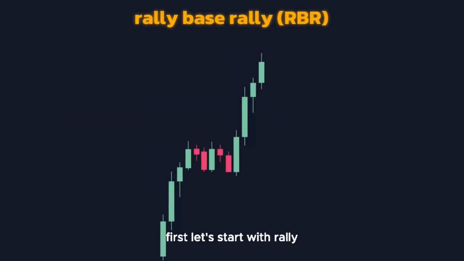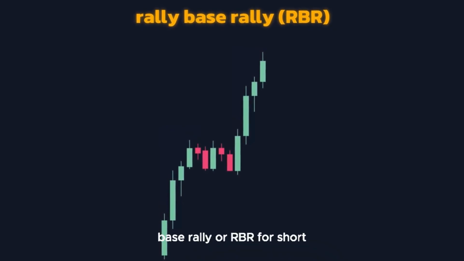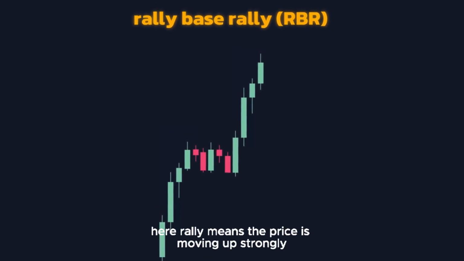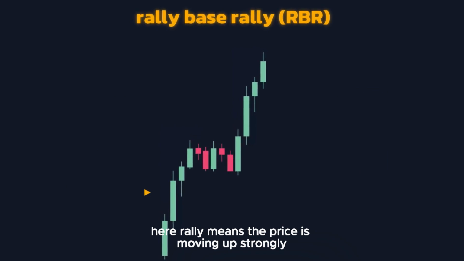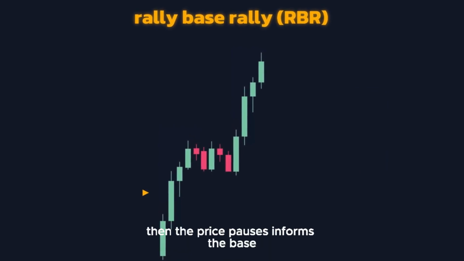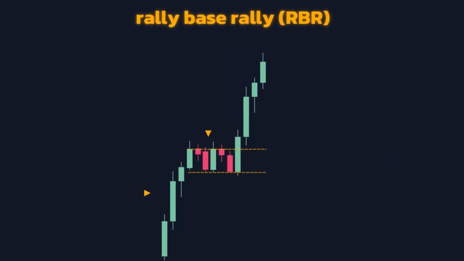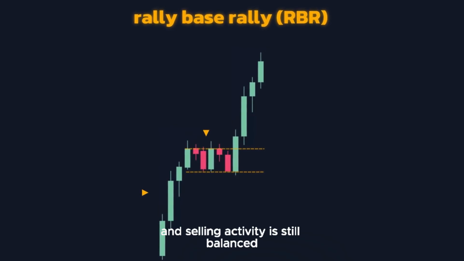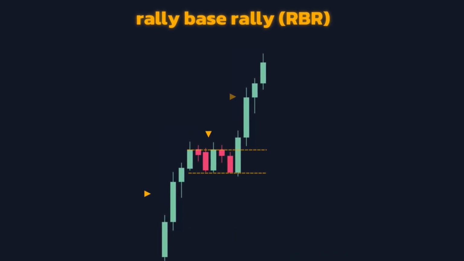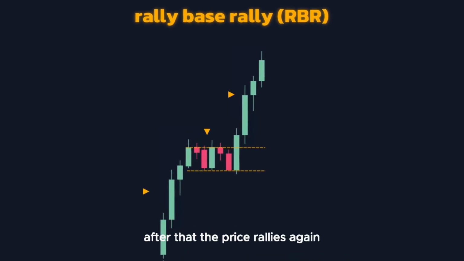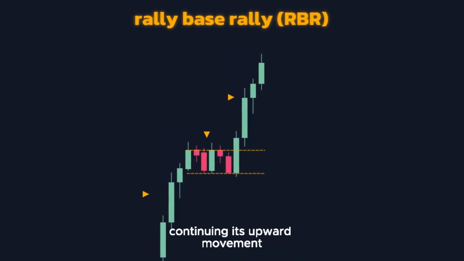First, let's start with rally base rally, or RBR for short. Here, rally means the price is moving up strongly. Then the price pauses and forms a base, indicating that buying and selling activity is still balanced. After that, the price rallies again, continuing its upward movement.